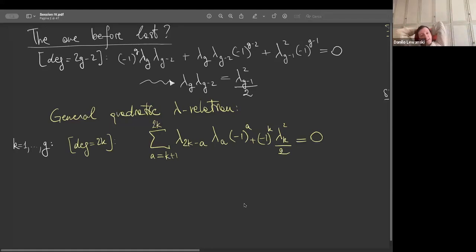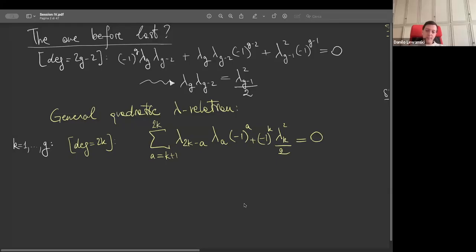These objects are very nice, actually. These lambda classes, I mean, they have been studied a lot. There is this celebrated paper of Faber and Pandharipande, for example, concerning Hodge integrals. Hodge integrals have to do with Gromov-Witten theory. That's why people are interested in them. They are also interesting per se within the theory of moduli space of curves.